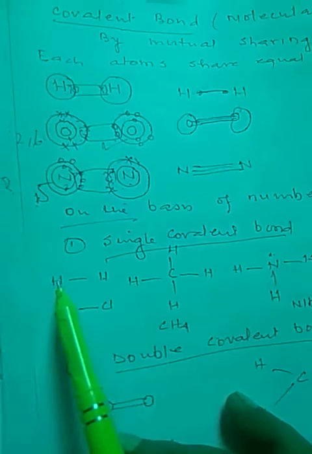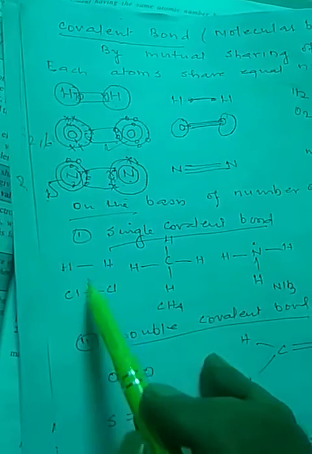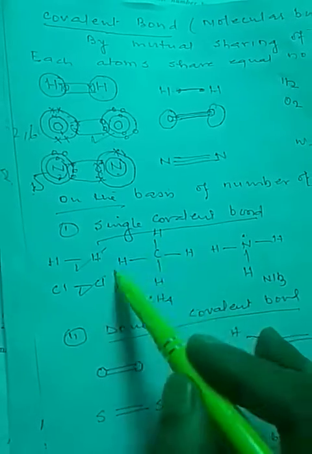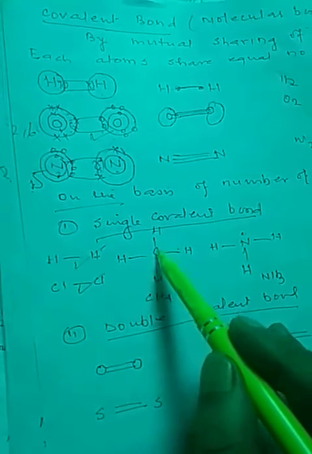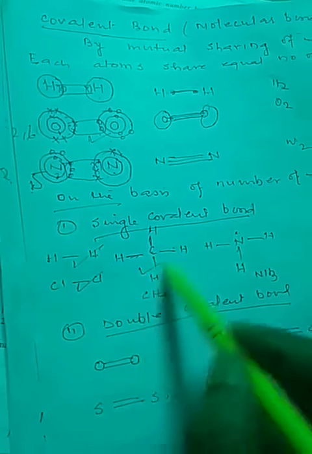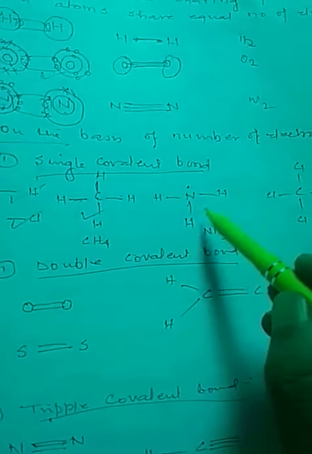You can see here this hydrogen sharing 1 electron each. They form single covalent bond. All the 4 atoms of hydrogen, they are sharing 1 electron with carbon. It is single covalent bond. Like this is ammonia sharing 1 electron.